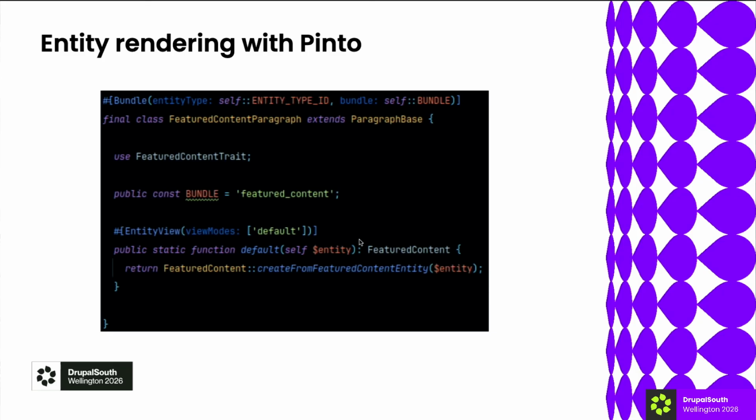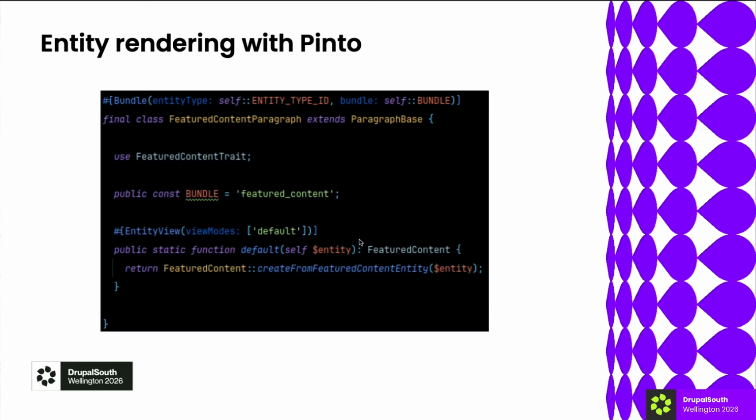It's all encapsulated in other things. So for this example, we've got this featured content create from featured content entity, which is like a factory method to translate from an entity to the Pinto component. So we're sort of building up the layers here. Hopefully you're still following along.